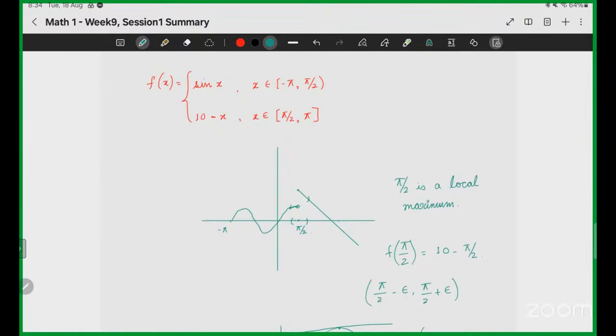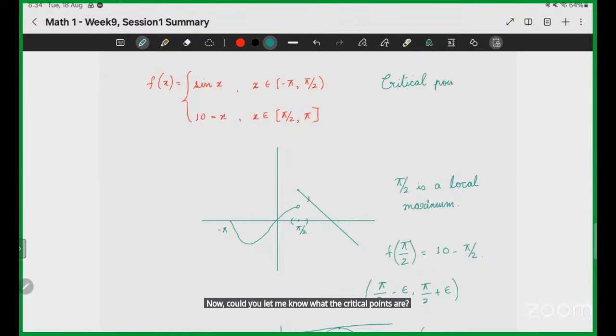Just one moment. This is not even the correct graph. From minus pi to 0, what is the nature of the graph? It will always be negative. So it's like this. Sorry. Okay. Now, could you let me know what the critical points are? Pi by 2 and minus pi by 2, sir. Pi by 2 and minus pi by 2.